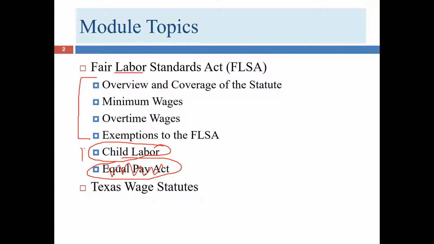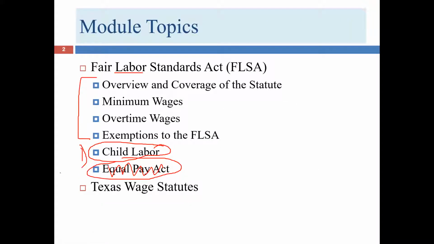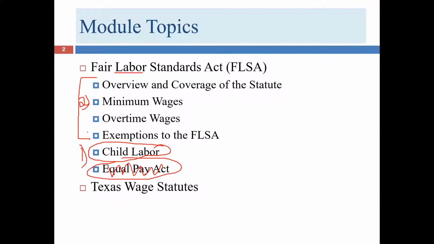So the first one that we're talking about is child labor. We're focusing on the minimum age for workers and what those workers can do if they're under the age of 18. Then we're going to look at the minimum wage that they can earn. What is that component? How much do I have to pay my workers? And then we're going to focus on the rate they must be paid if they work over a certain number of hours. And that's this category.